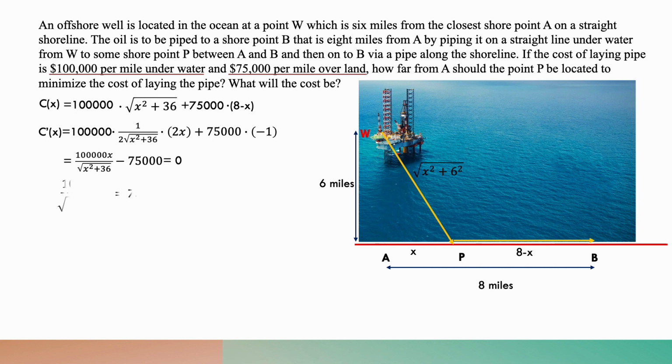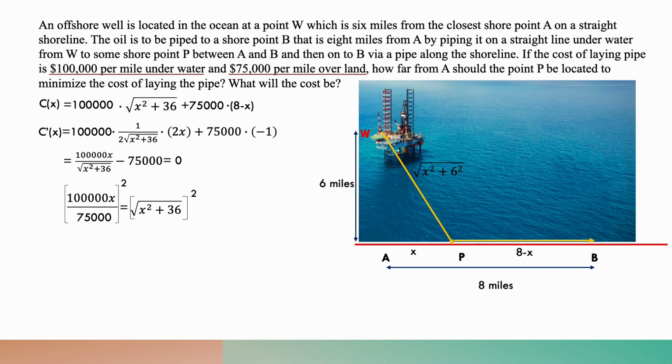Move 75,000 to the other side of the equation. Now isolate square root of x squared plus 36. This is a radical equation. We know that in order to get rid of the radical, we can square both sides of the equation.